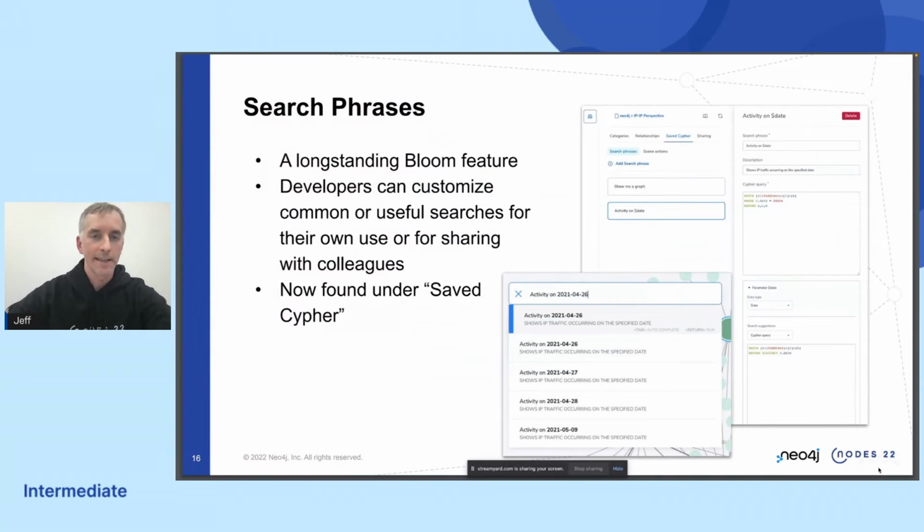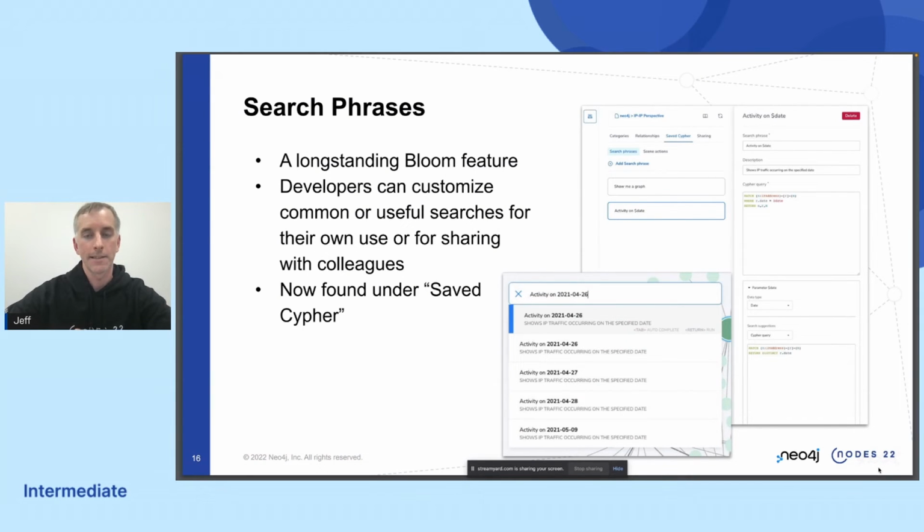Search phrases are a long-standing Bloom feature, and what we have here in the background is the perspective designer, and we have a tab called Saved Cipher. It used to be just search phrases, but now we have a couple of options. So under Saved Cipher and search phrases, you can write a cipher statement, and in this case, we have a really simple example, and again, we're looking at the same IP data that I was using in the Timezone example. And it's activity on a certain date. So you just type activity on, and then you establish a parameter with a $ sign. So in this case, it's activity on $date. And you write a cipher statement that can use that parameter $date.